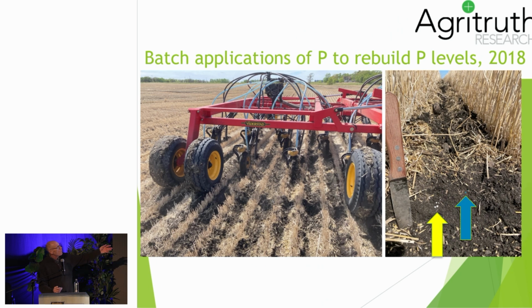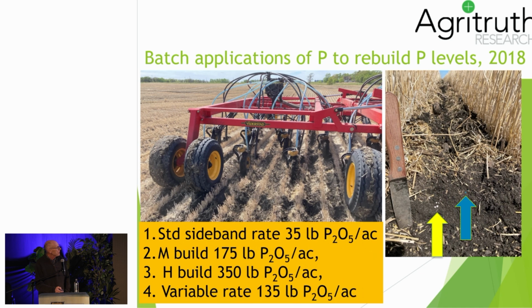Okay, and now what's a modern approach to that? Again, looking at batch applications to just get us up to a level, and what are some of the economics with that? The Agri-Truth group, Adam Gurr and Stephen, north of town here on number 10 highway, has four strategies: sideband, the standard rate; medium, band applied, 175 pounds P205, so double that rate in MAP; the high build, at 350 pounds P205; or the fourth, variable rate based on a SWAT type approach.